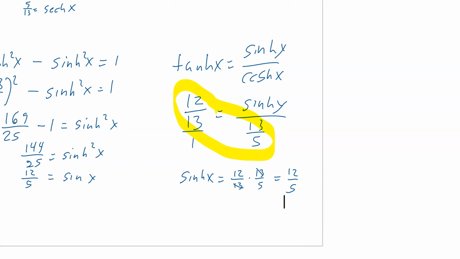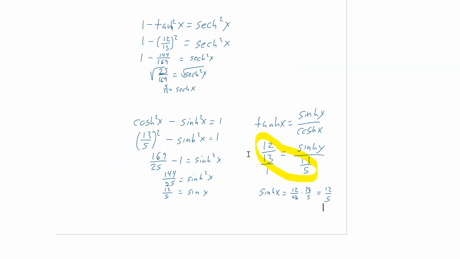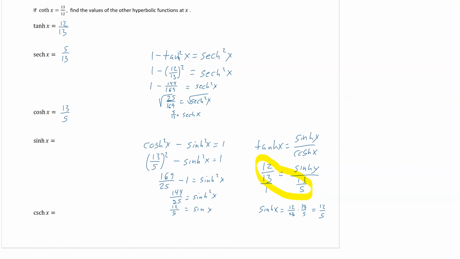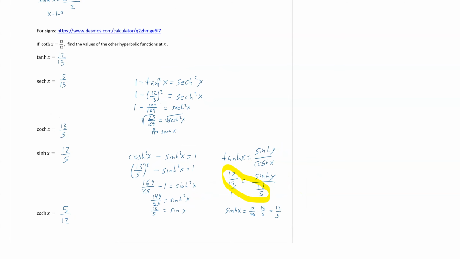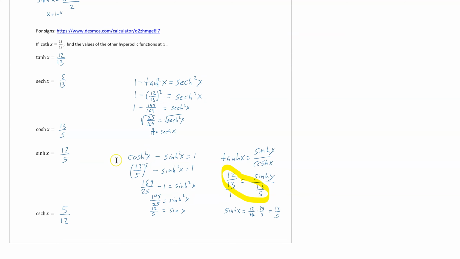This method also works better because we know that tangent's positive, cosine's positive, so it takes care of it for us. Over here, we'd have to look at that situation and think about it. Here we have a positive or negative. Well, tangent's positive, cosine's positive, so together that means sine has to be positive because tangent is sine over cosine. So 12 over 5. And then for our hyperbolic cosecant, we just flip it, and there you have it. So there are our other 5 hyperbolic trig ratios.